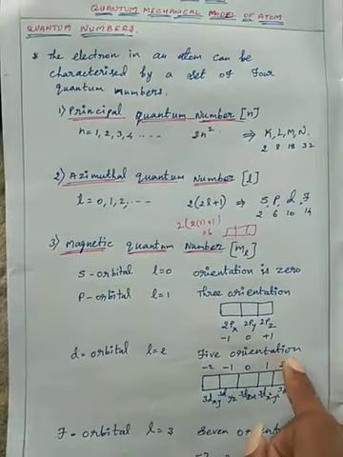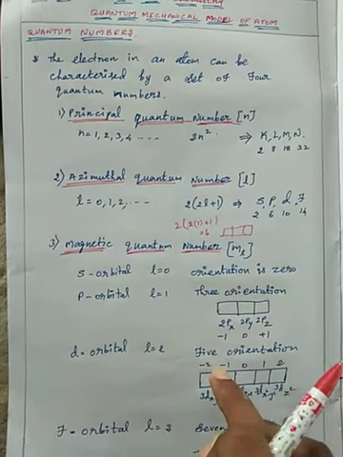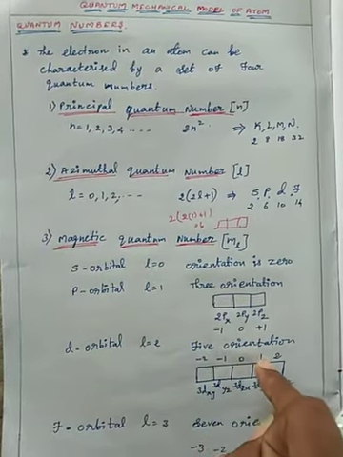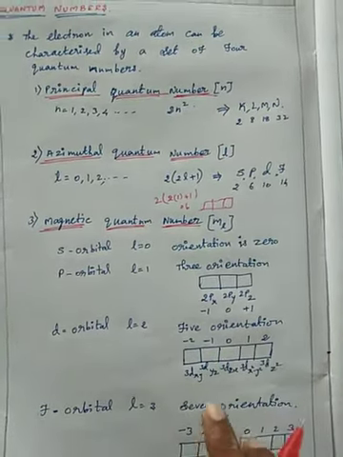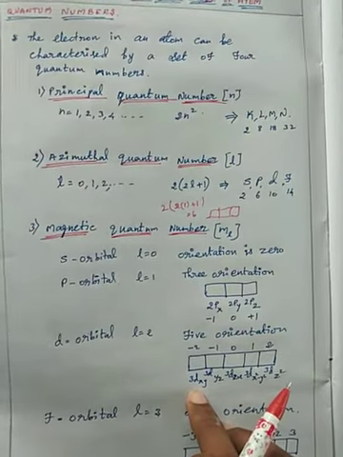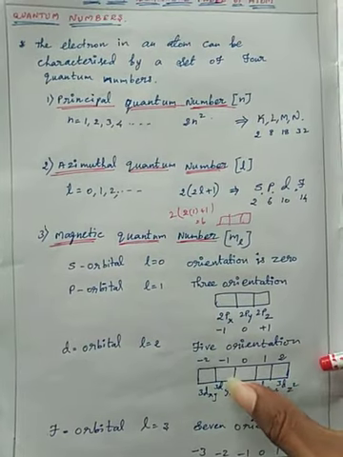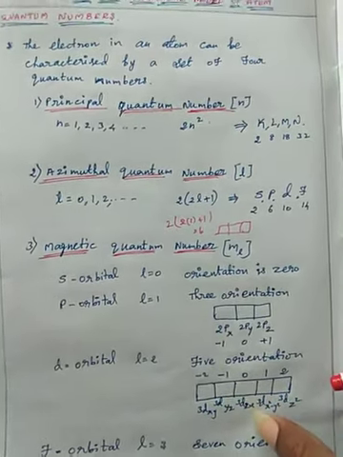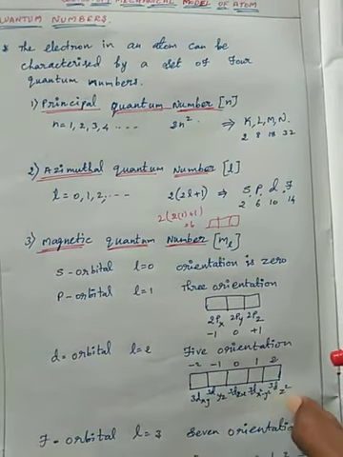There are 5 orientations: -2, -1, 0, plus 1, plus 2. So 5 subshell boxes, and each box is named after the graphical axes: 3d xy, 3d yz, 3d zx, 3d x squared minus y squared, and 3d z squared.